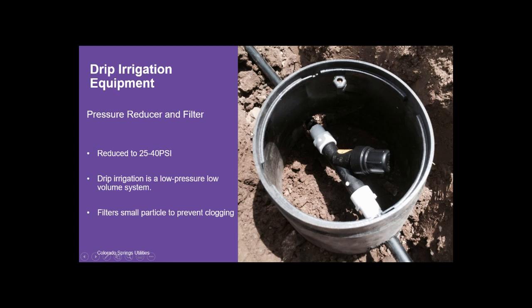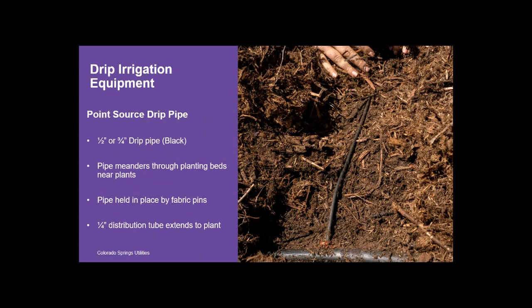We want to make sure that you're putting that pressure reducer and that filter in some sort of valve box. This is a small round valve box. It doesn't have to be a round box. It can be a rectangular box. We want to make sure you put that into a valve box, that way it's accessible to clean the filter or to do any maintenance on that component. That pressure reducer is going to prevent emitters from potentially popping off.